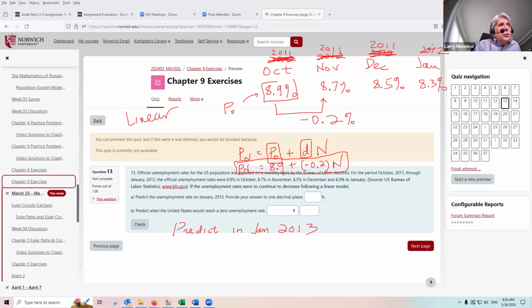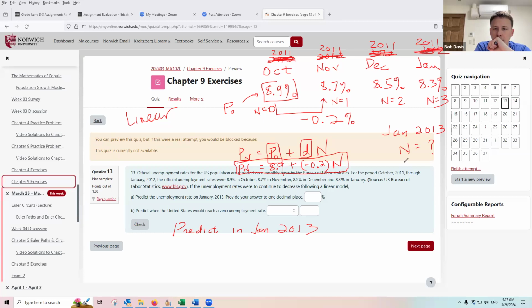All right, what I have to do now is, let me write down the n. Remember, we're calling this n equals 0. This is n equal 1. This is n equal 2. This is n equal 3. What we need to figure out is for January 2013, what is n equal? If I could figure that out, I'd be able to plug in and figure out the unemployment rate. I'm sorry, this January here should be 2012.